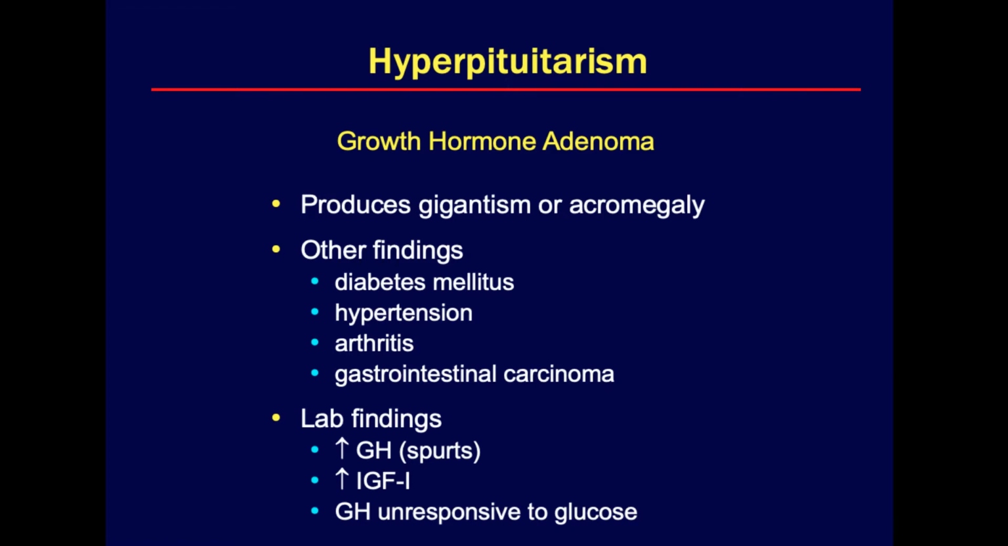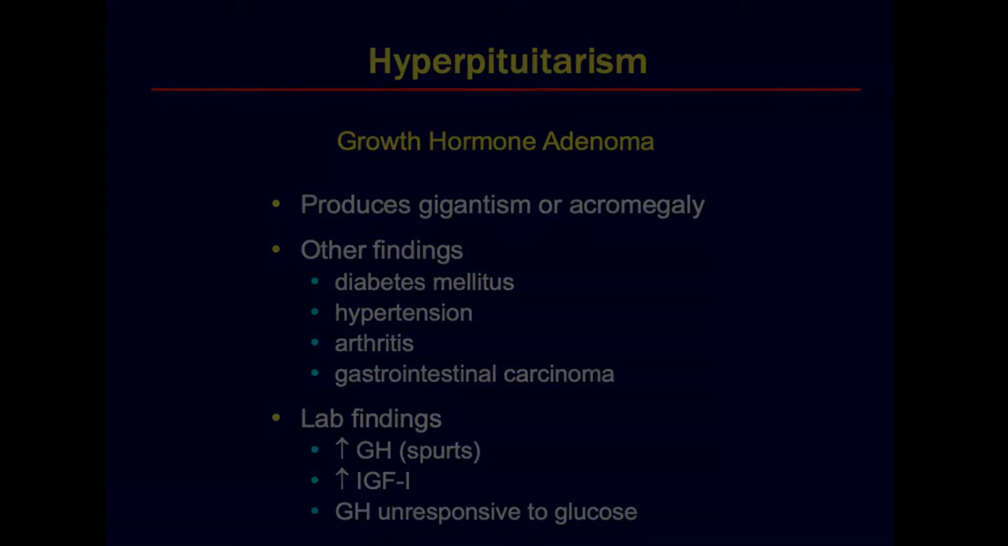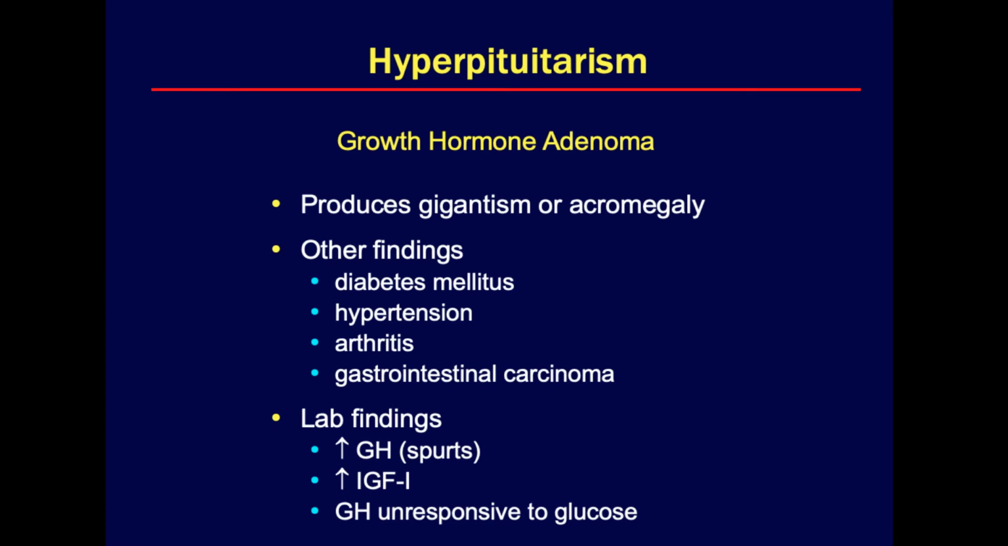So with lab findings, we're going to see growth hormone is up. There's also an increase in IGF-1, which is insulin-like growth factor. And growth hormone and IGF-1, they both work together to cause muscles and bones to grow. Now, growth hormone is also unresponsive to glucose. Now, growth hormone counteracts basically the effects of insulin on glucose and lipid metabolism.